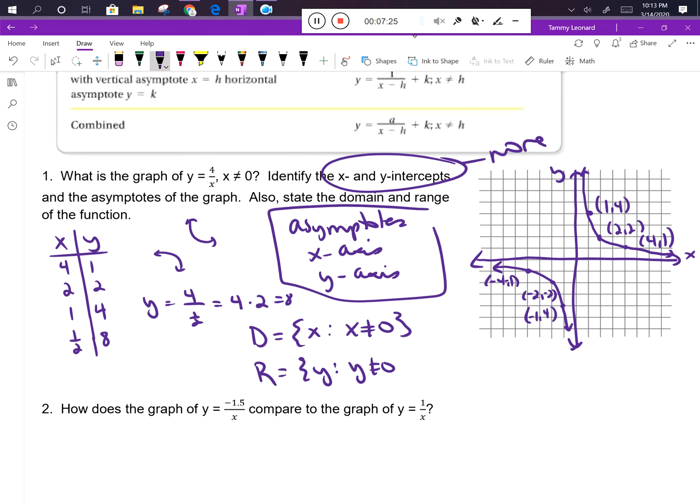Y cannot equal 0 because we skip over the x-axis as we go up and down. For example, it goes up forever, it goes down forever, but it approaches the x-axis in the middle. It never gets there, so it never has a y value of 0. So that answers the other part of the question.